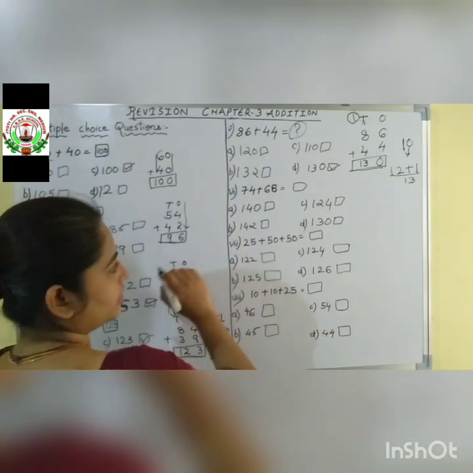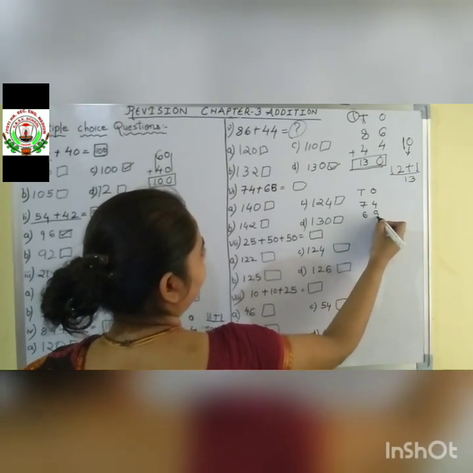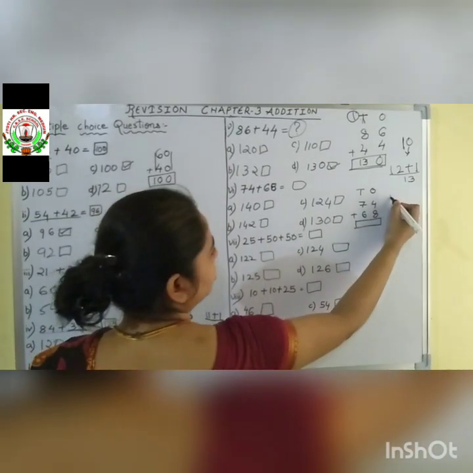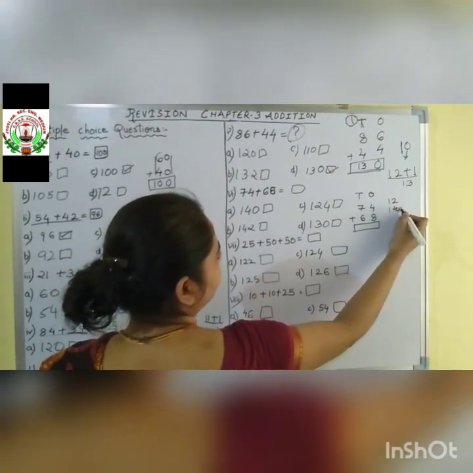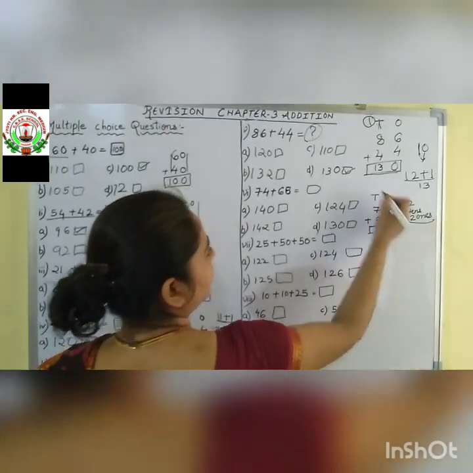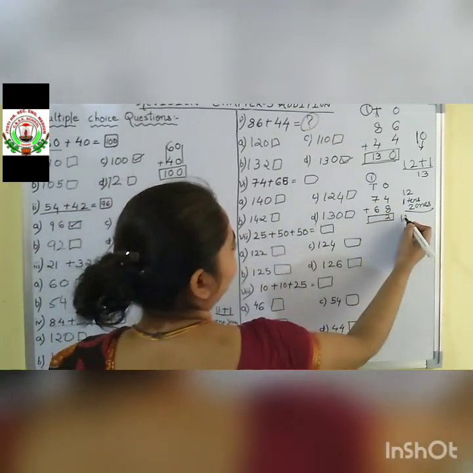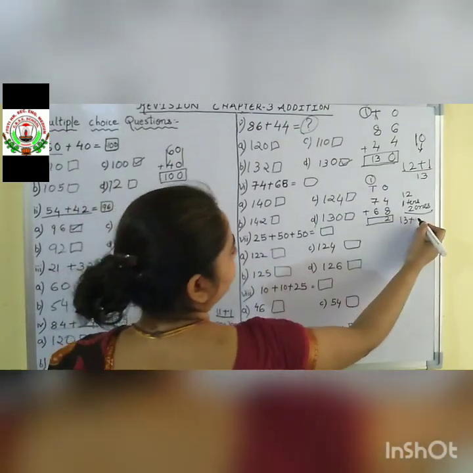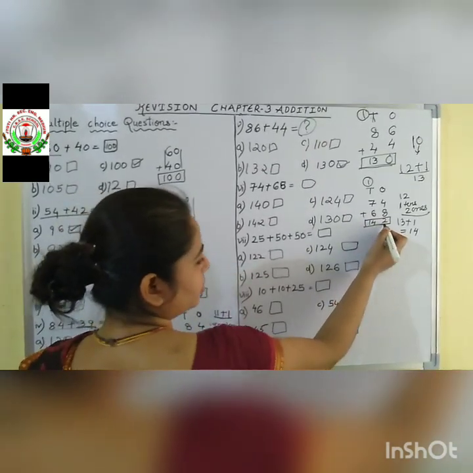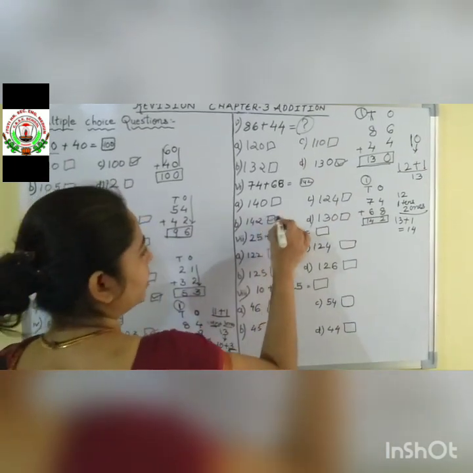Then 74 plus 68. Again tens and ones. 74, 68. Put the addition sign and do the addition. 8 plus 4, 12. 1 tens, 2 ones. Then this 2 will come here. This one it will be carryover. Then 7 plus 6, 13. 13 but 1 is there as carry. So it will be 13 plus 1, 14. This 14 will write down here. 142 is the answer. So where is 142 given in the option B. So B is the correct answer.